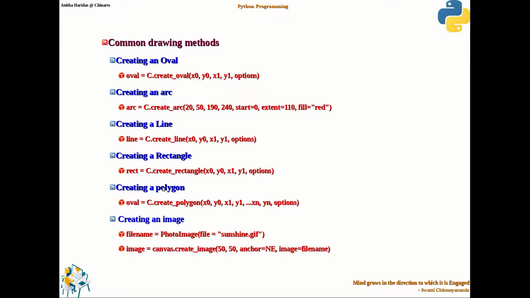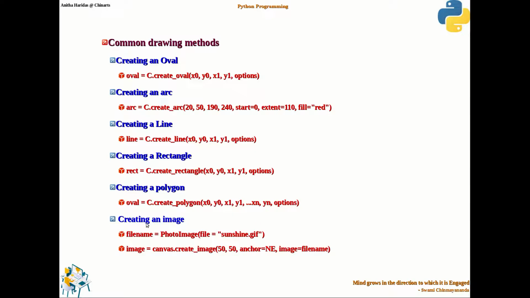Or if you want to draw a polygon, you can have n number of coordinates. Depending upon the number of coordinates, it will draw a particular polygon, right? So it may be a rhombus, a rectangle, a square, a pentagon, an octagon, whatever you want, you can draw depending upon the number of coordinates you give.